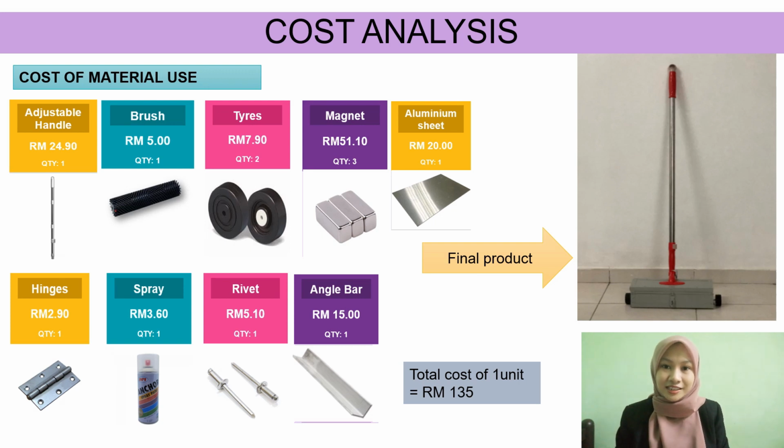For cost analysis, overall, we have 9 important materials that we use to produce the multi-purpose broom, such as an adjustable handle, a brush as a sweeper, tires, a magnet to attract the metal, aluminium sheet to make a housing box, hinge, spray for the finishing process, rivet and angle bar as a frame of the housing box. All the materials we buy at the hardware shop, but the aluminium sheet we get from the FKP workshop. So the total cost of one unit product is RM135.